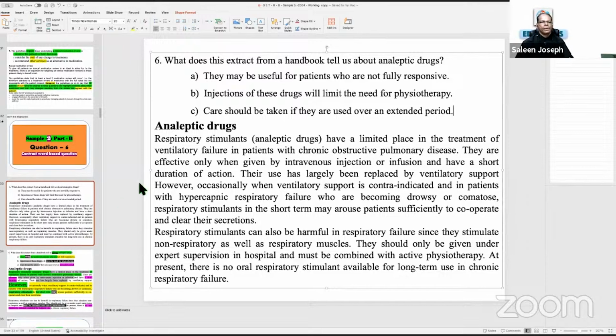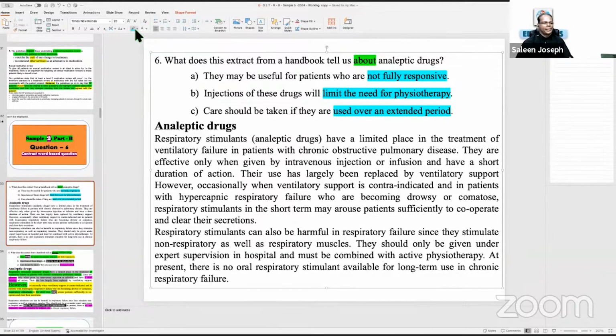Okay. What does this extract from a handbook tell us about analeptic drugs? They may be useful for patients who are not fully responsive. Tell me the heading words fast. Then, limit the need for physiotherapy: if you give analeptic drugs, you need not go for physiotherapy. Third one, used over an extended period of time.